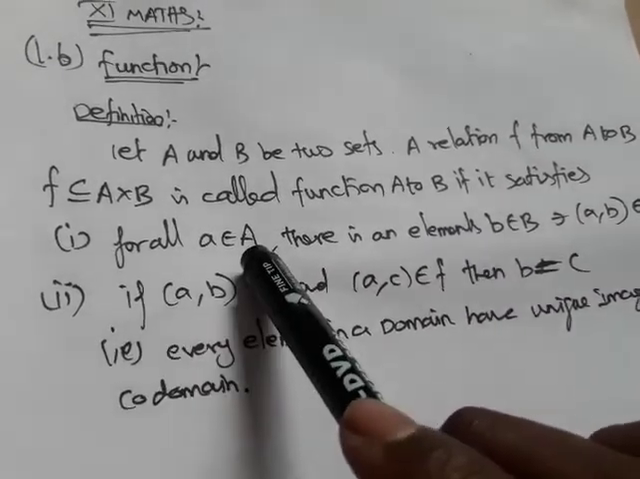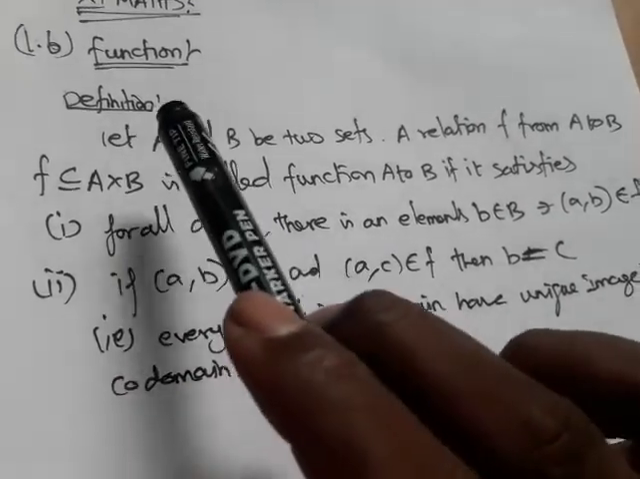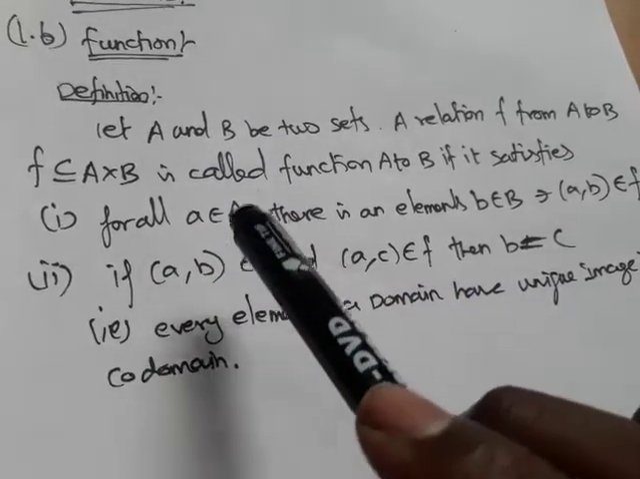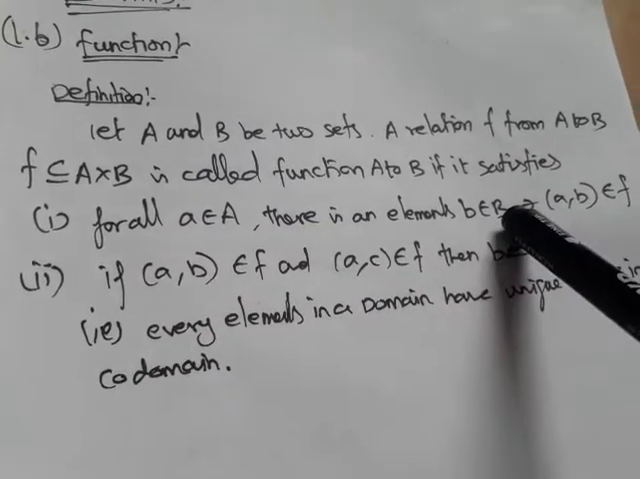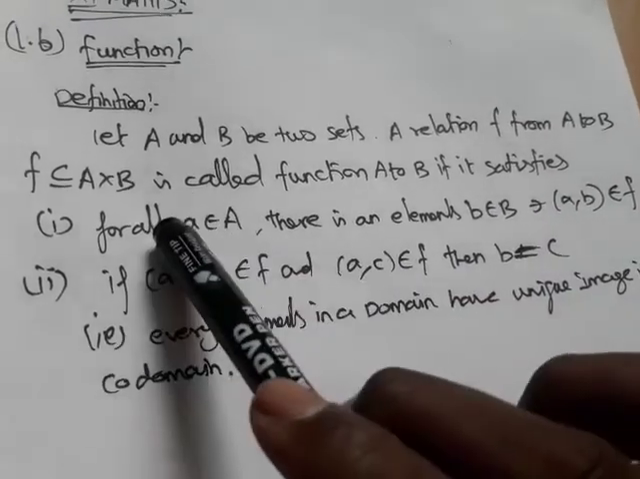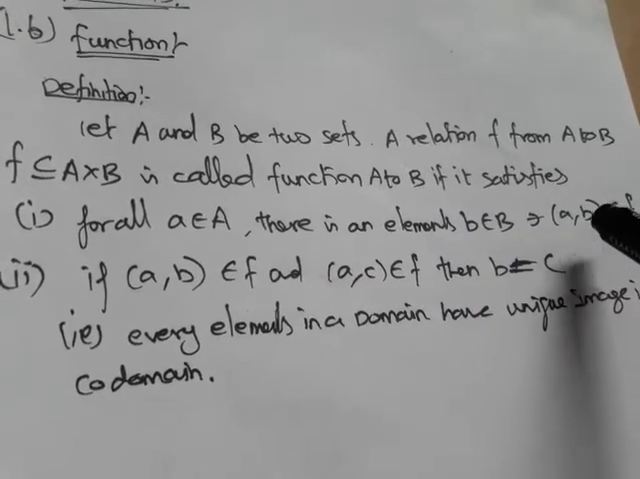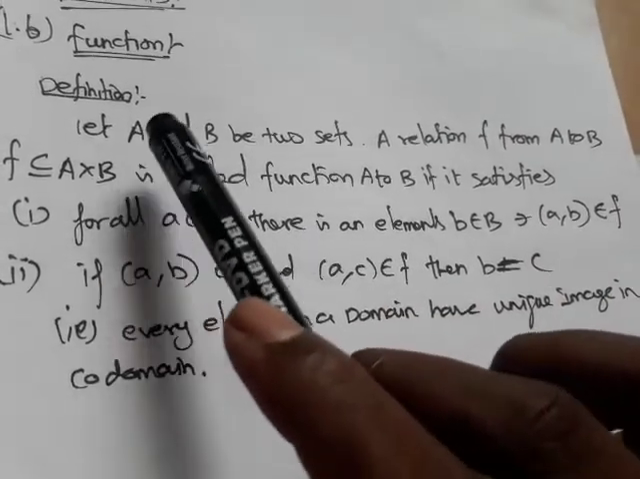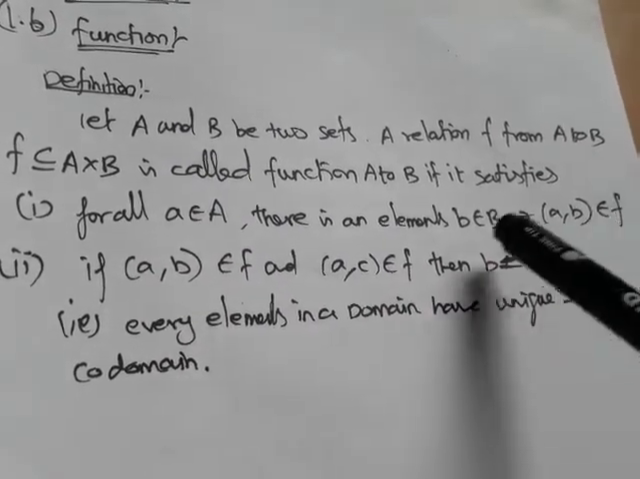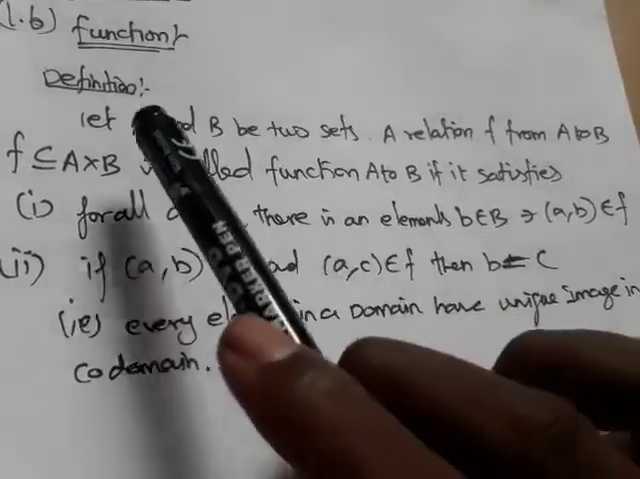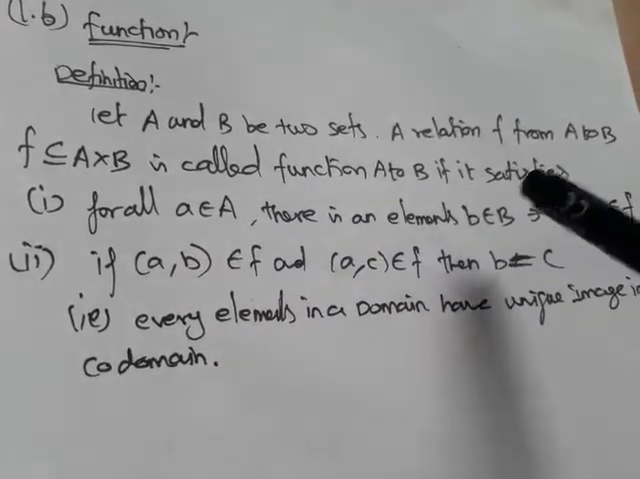For all a belongs to capital A, that is, for every element in the domain. Here A is the domain and B is the codomain. For every element a in the domain, there is an element b belongs to capital B. That is, every element in the domain has an image in the codomain. If set A contains 16 elements, the 16 elements have a relation with the B set.